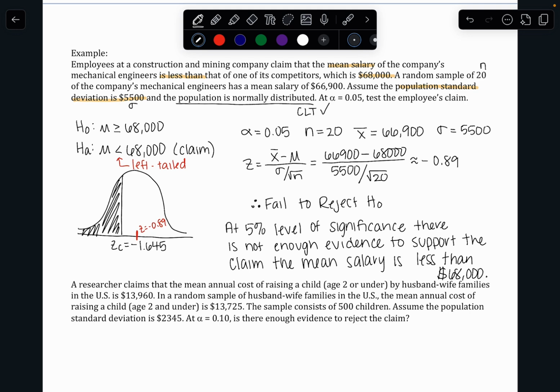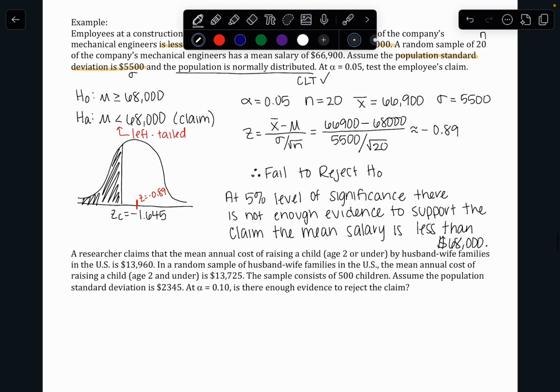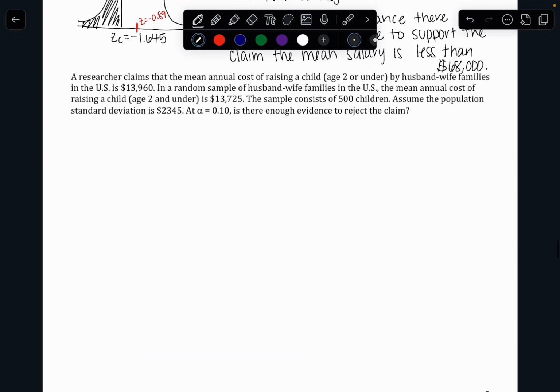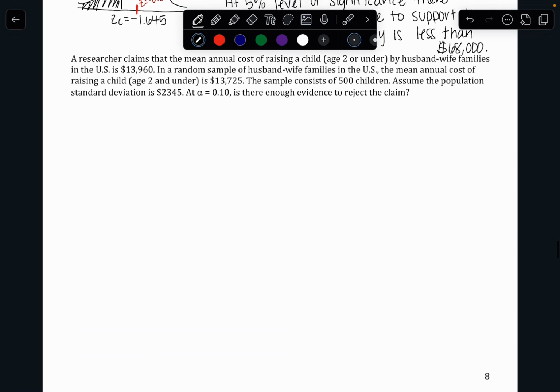All right, so if we try this next one, a researcher claims that the mean annual cost of raising a child aged 2 or under by husband-wife families in the United States is $13,960. In a random sample of husband-wife families in the United States, the mean annual cost of raising a child is $13,725. The sample consists of 500 children. Assume the population standard deviation is $2,345, and at alpha equals 0.1, is there enough evidence to reject the claim?